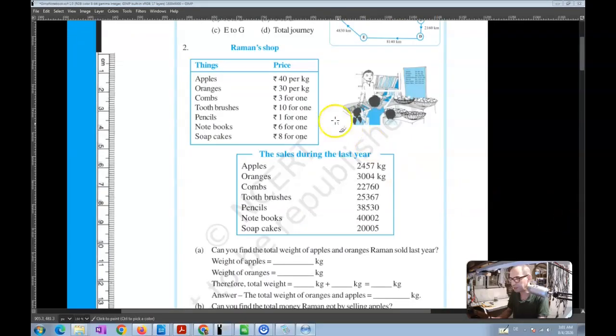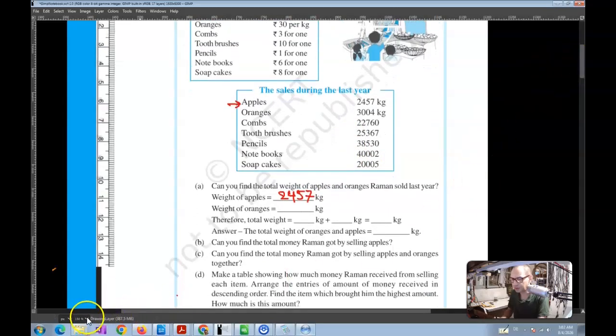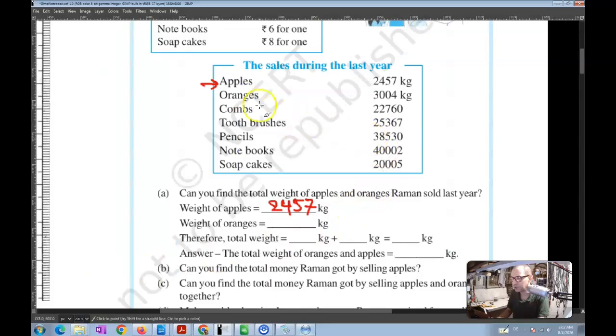So the total weight of the apples that he sold was 2,457 kilograms, right? And then the total weight of oranges that he sold was 3,004 kilograms. So in total, what was the total weight of apples and oranges that he sold?